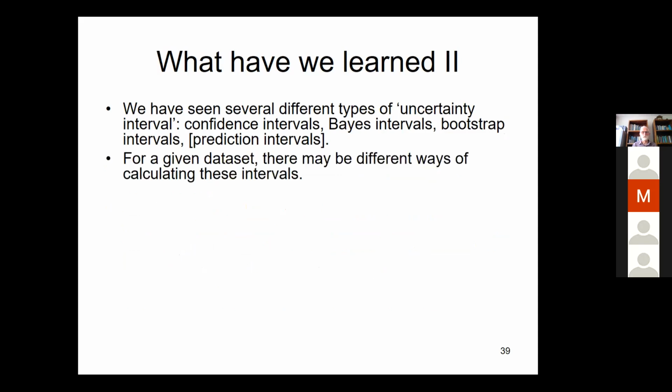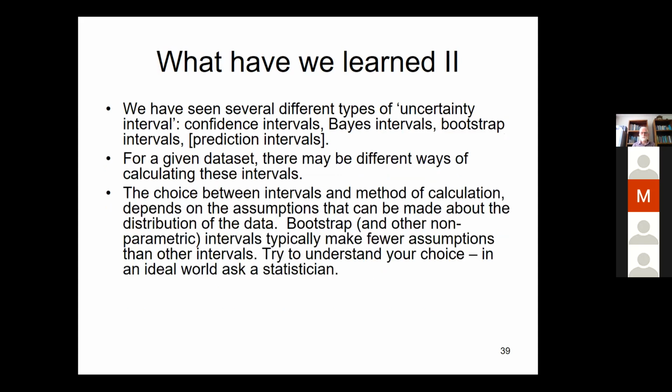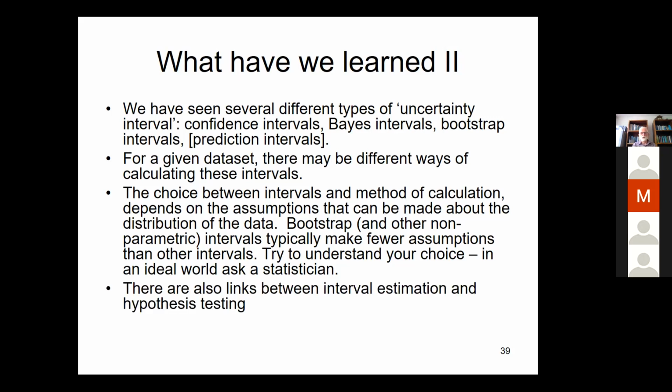We've seen several types of interval, and there are also different ways of computing them. And the choice between intervals and method of calculation depends on the assumptions that you're making. Whether you're making assumptions about distributions, whether you're making assumptions about independence. Identify what assumptions you are making and then choose what technique you want to use to quantify the uncertainty in your verification measure. And try to understand your choice. As it says, in an ideal world, ask a statistician. And also, the final thing we learned was links between interval estimation and hypothesis testing, even though I skipped over that very quickly.